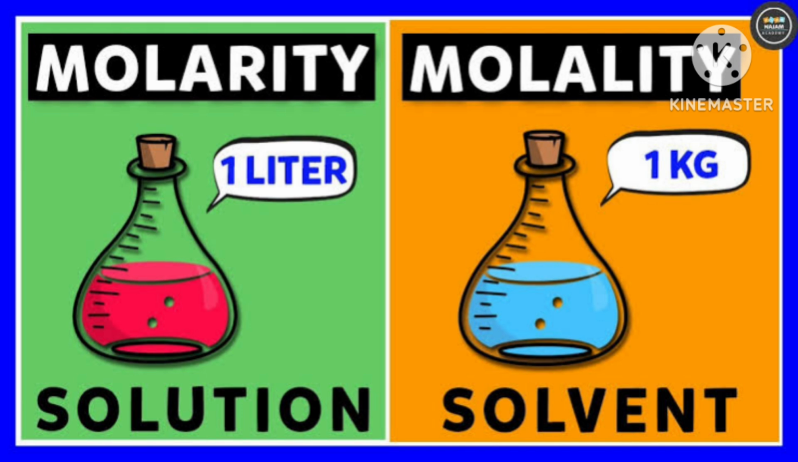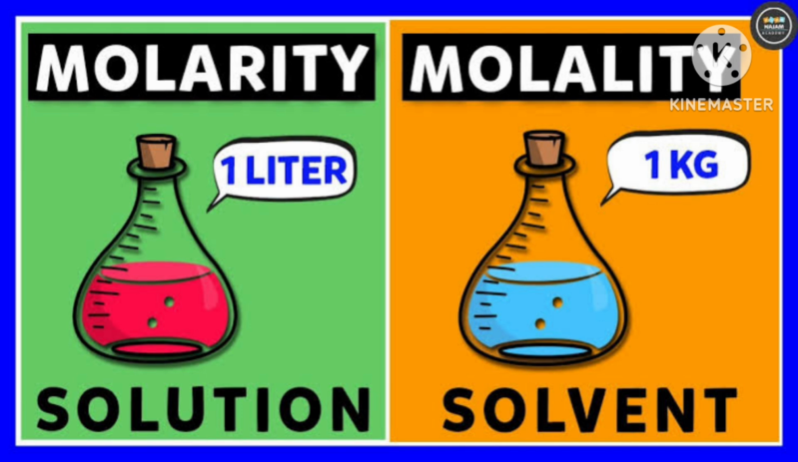Then xi, meaning the mole fraction of i, is equal to ni divided by n1 plus n2 plus n3 plus n4 and so on plus ni. Then finally you write ni divided by the summation of ni. Okay.